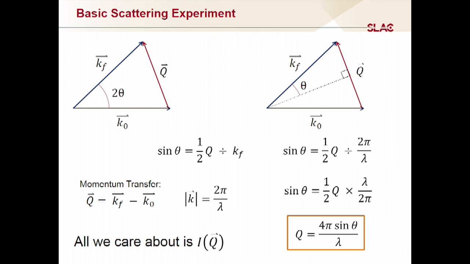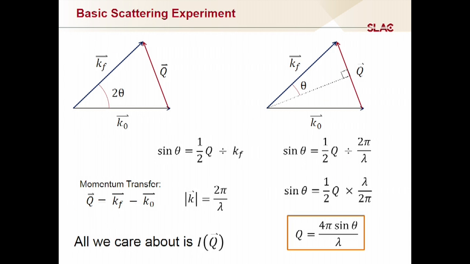And you can work through the math, but basically what you come out with is that Q is 4 pi sine theta. Theta is the angle, actually it's half of the angle into which you scatter, over the X-ray wavelength lambda. And all that we actually care about is the intensity as a function of Q. So Q is the natural unit to work in for a scattering experiment.